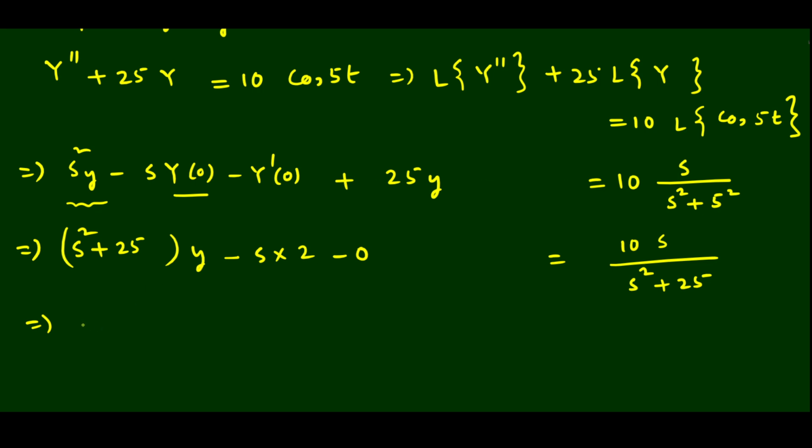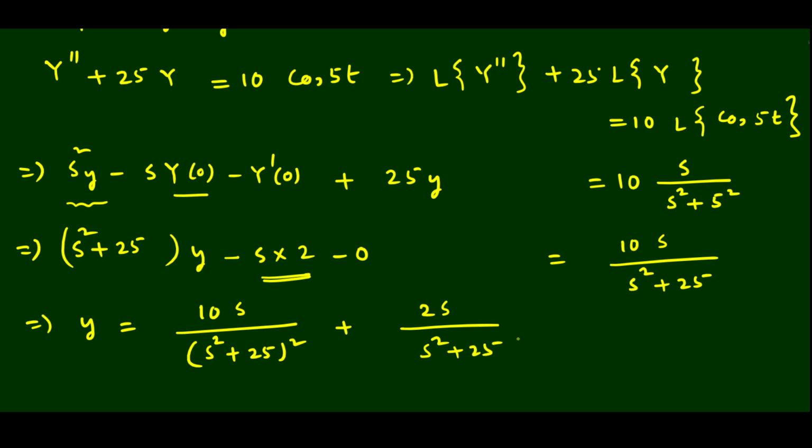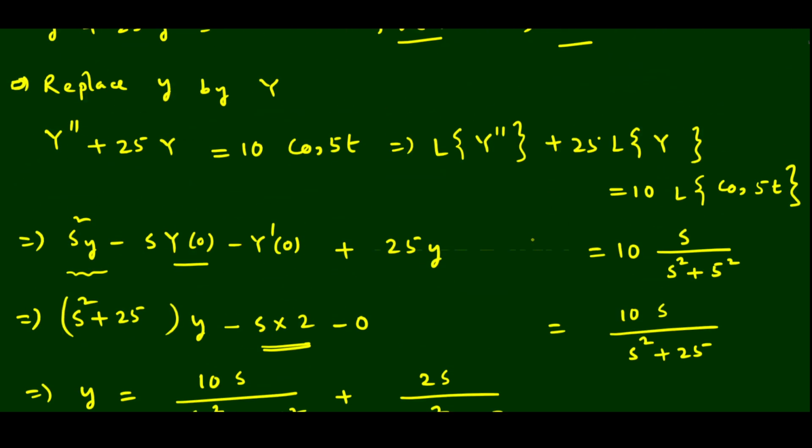Okay. So now y equals to, let us take this s square plus 25 on the right hand side. On the right hand side, you already have 10s divided by s square plus 25. So if we divide by one more s square plus 25, it will be s square plus 25 whole square. Then this minus 2s, we have to take on the right hand side, so it is twice s divided by s square plus 25. So we are getting two different terms. One is 10s divided by s square plus 25 whole square. Another one is twice s divided by s square plus 25.